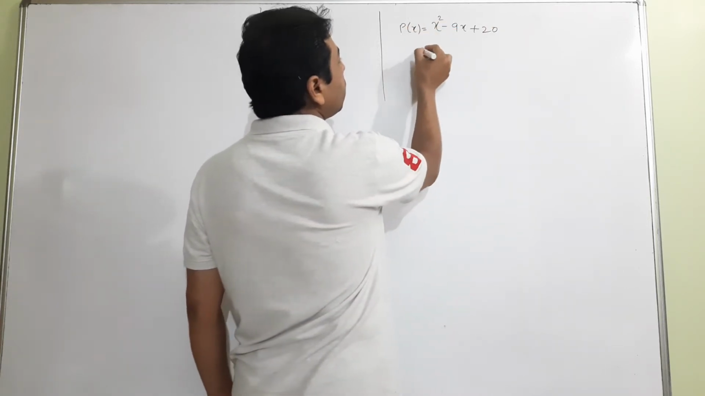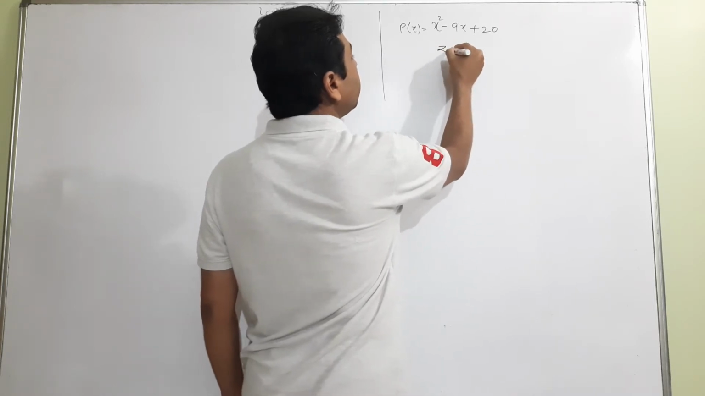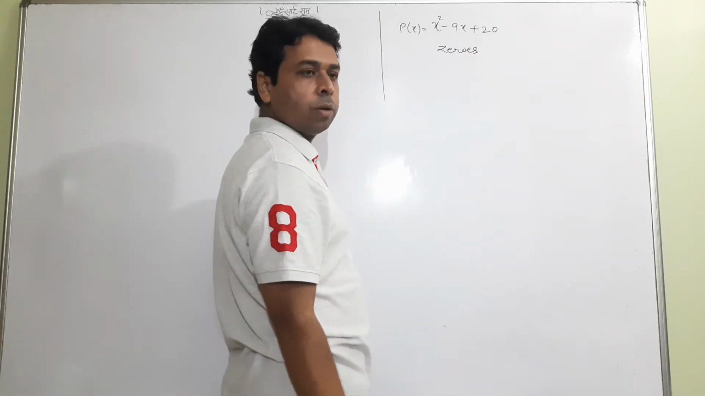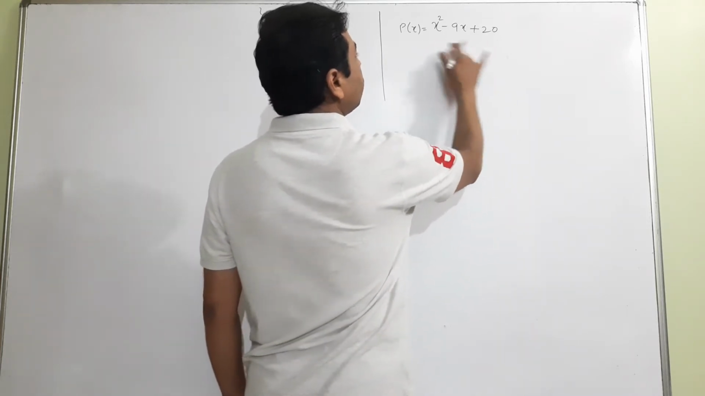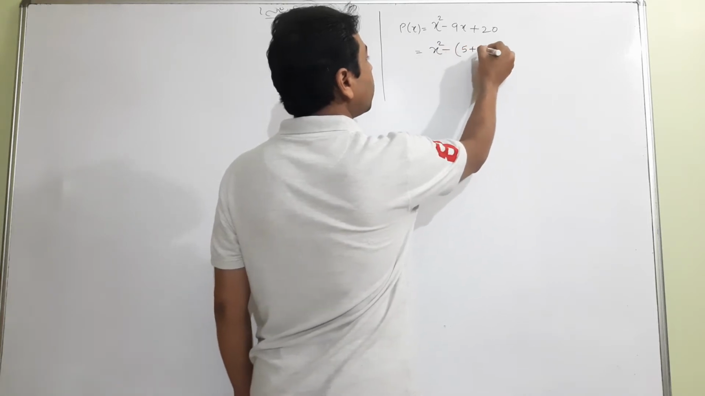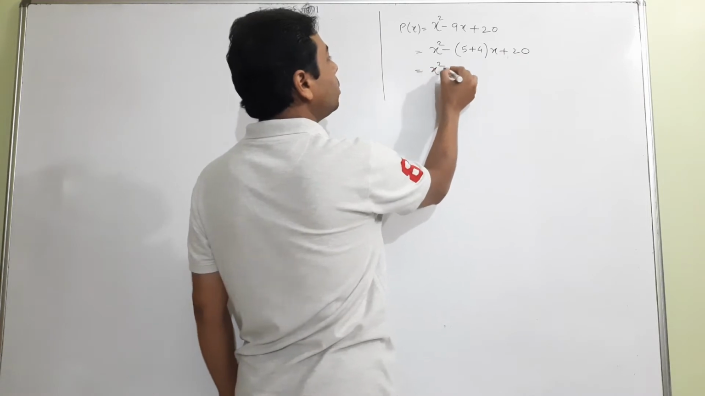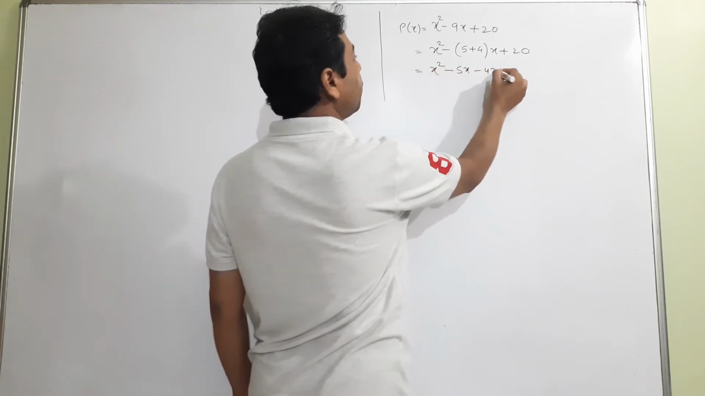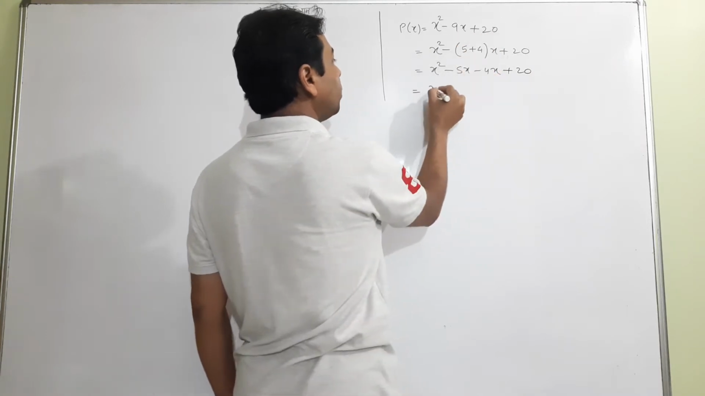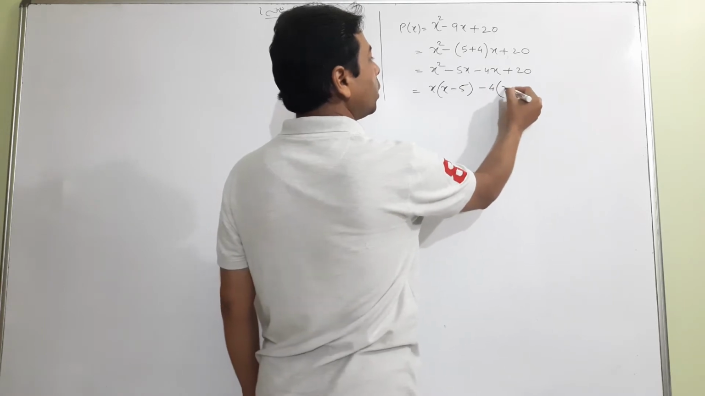If I am told to find its zeros, so first we will split the middle term. It's very familiar now, we know it. It is 5 and 4. 5 times 4 is 20, 5 plus 4 is 9. Take x common, and minus 4 common.